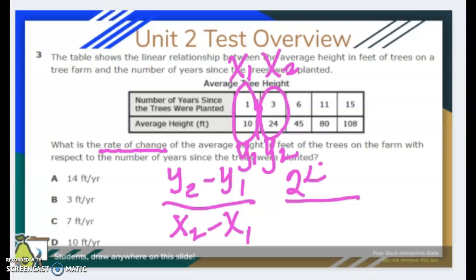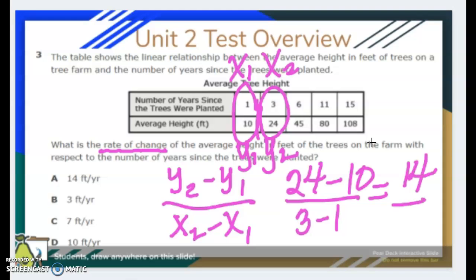So 24 minus 10. Because I started with 24, I have to start with the 3 on the bottom. So 3 minus 1. So we get 14 on the top, divided by 2. 14 divided by 2 is 7. So the correct answer for that one was C.